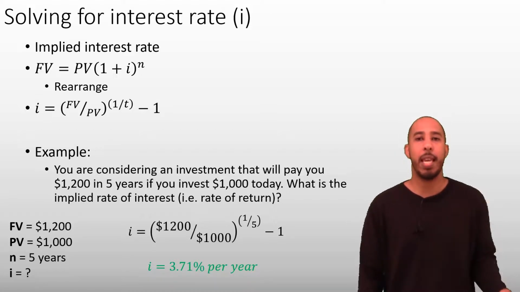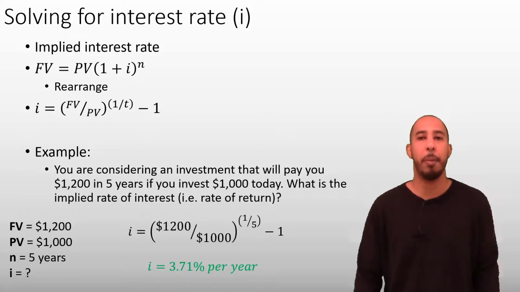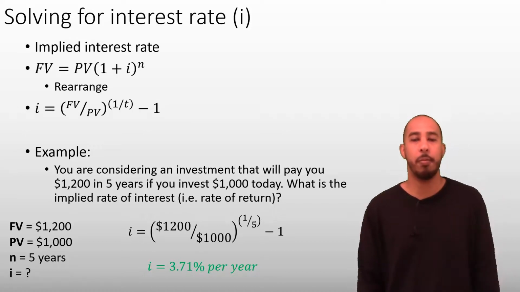This information could be handy if you're trying to compare potential investment opportunities. If you find a similar investment opportunity that offers a rate of 5%, you might want to go for that one. So this allows you to compare.